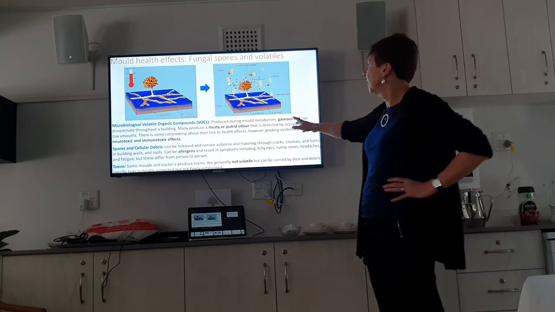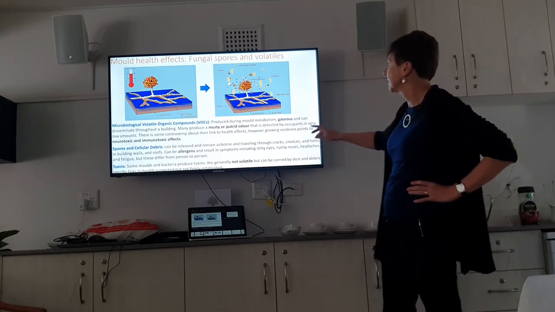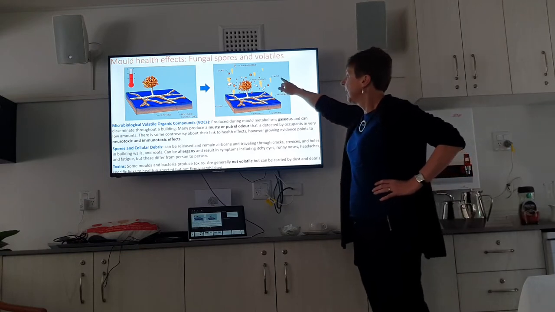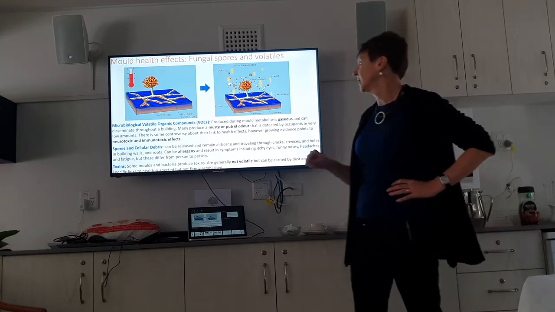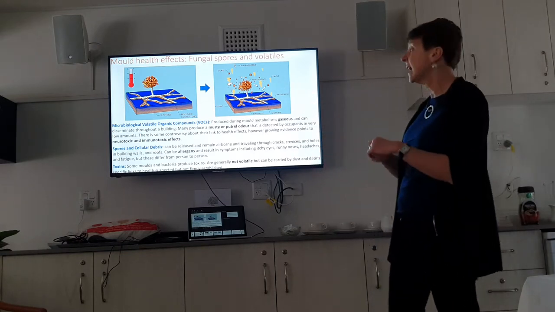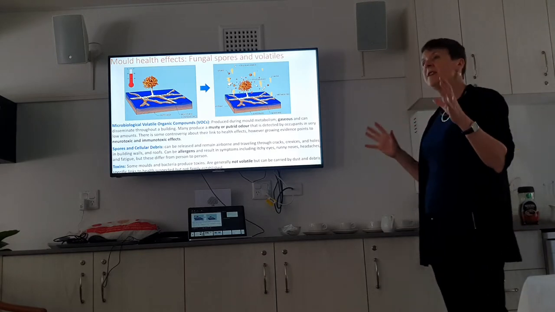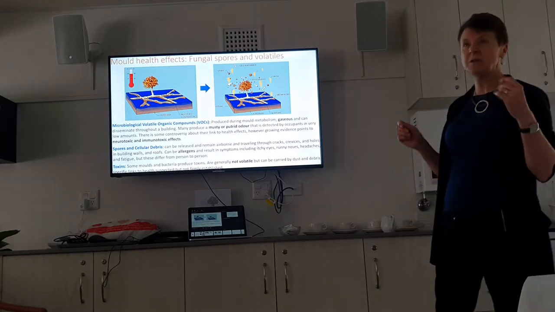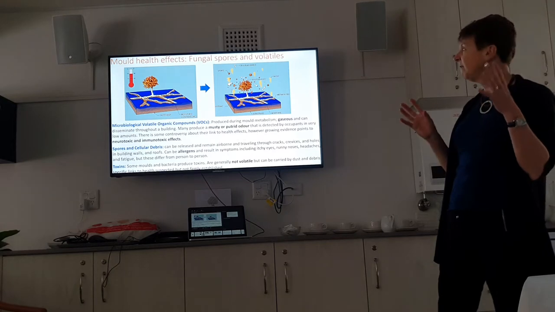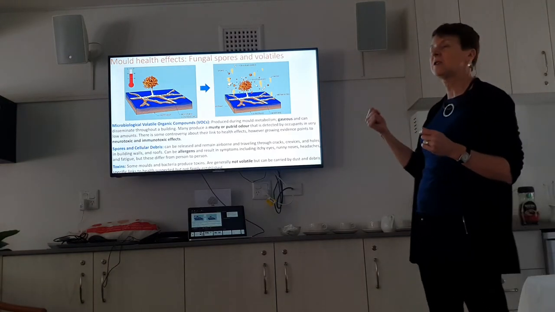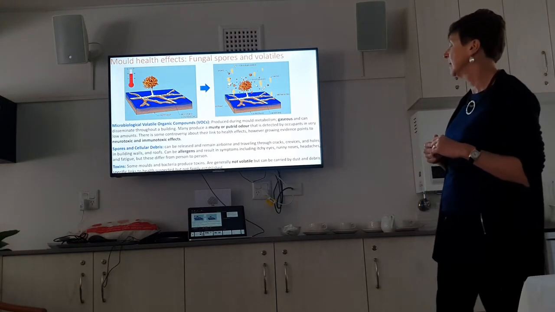But in doing so, they can release various things. So they can release what we call MVOCs, microbial volatile organic compounds, and these are gaseous compounds. And these are what you smell. So if you go into a place that smells musty or fungusy, that's because of those volatile organic compounds.